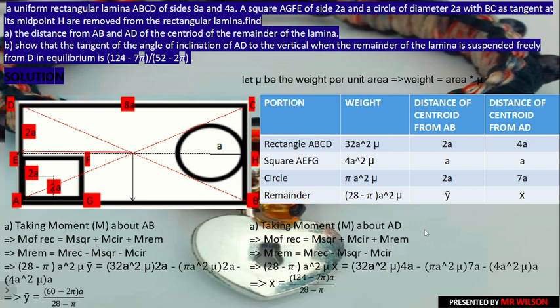Now here we'll be taking moments about AG to find x bar. It's just the same principle, okay? Moment of the rectangle equals moment of the square plus moment of the circle plus the remaining moment. We make the remaining moment the subject, calculate each of the moments, and replace their values. The remaining moment will be the weight of the remainder of the lamina times its distance x bar. We do the same for the rectangle, the square, and the circle. We simplify, and you are going to get x bar equals (124 minus 7 pi) a all over (28 minus pi).